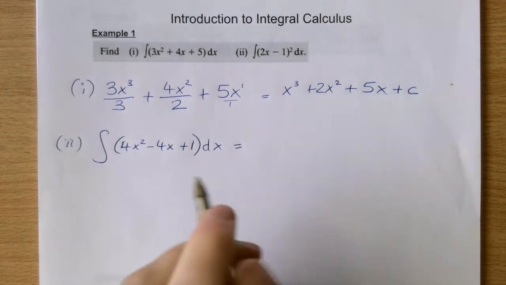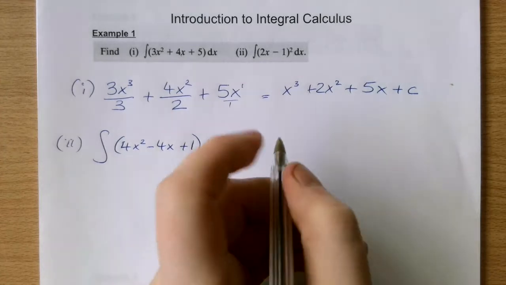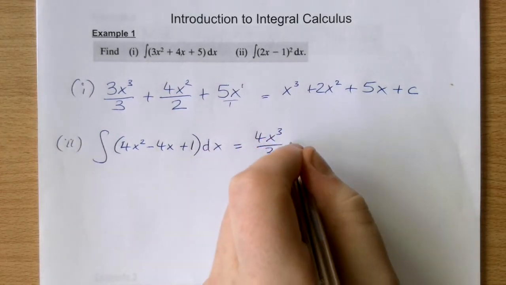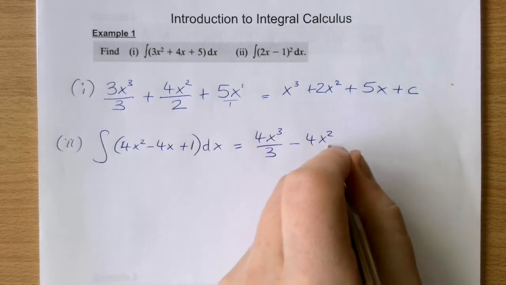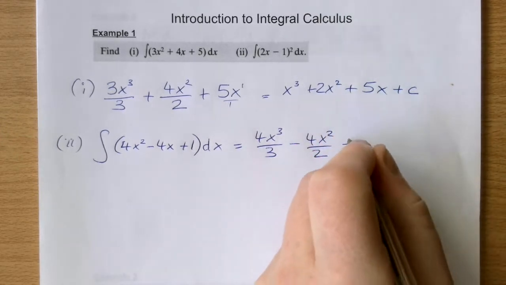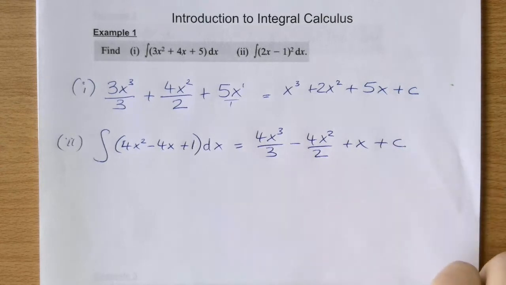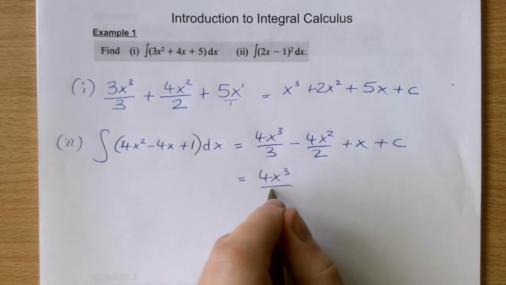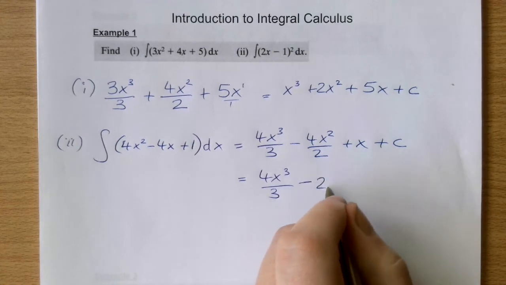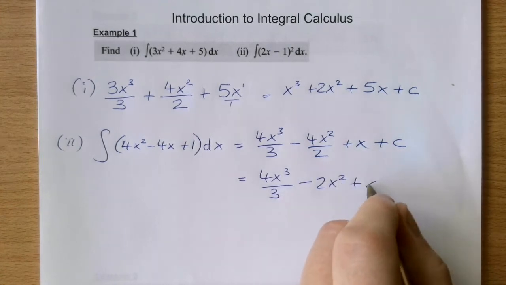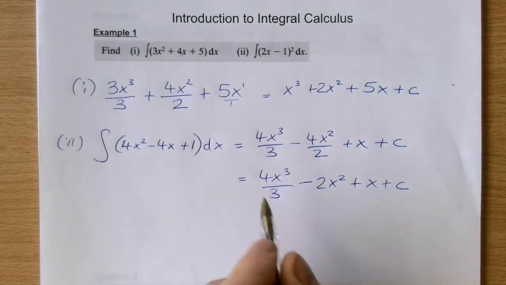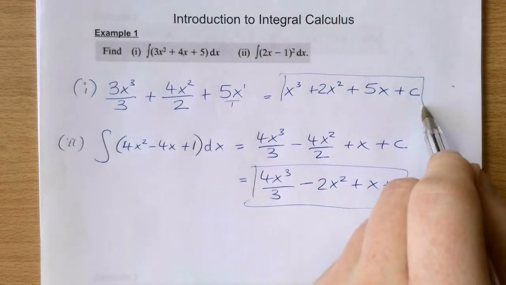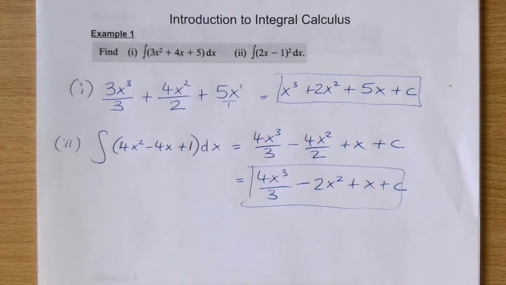And the next one we need to do, so we're going to integrate this, so it's going to be 4x cubed over 3. Then we've got minus 4x squared over 2, and then finally we've got plus x plus c at the end. Now to simplify this one, there's very little we can simplify here, just the second term, so it's going to be minus 2x squared, and then plus x plus c. So this is my answer to the first question, and this one here is my answer to the second question. I cannot simplify them any further.